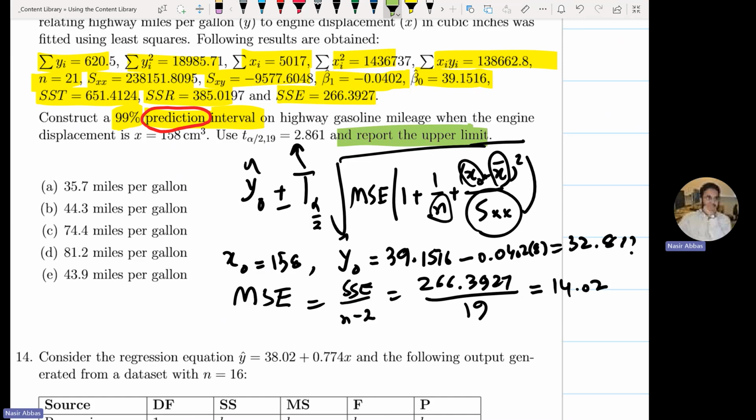So in exams or quizzes, if your answer is slightly different on the third decimal or fourth decimal from the answer given, choose the closest one. Chapter 11 is very prone to rounding errors.